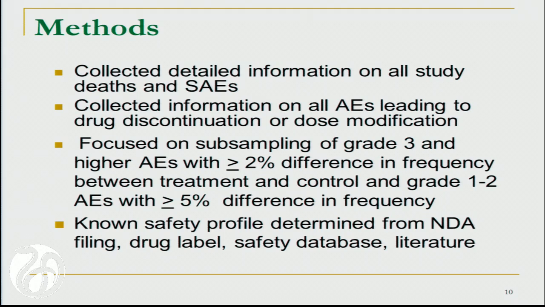subsampling grade 3 and higher AEs that had at least a 2% difference in frequency between the treatment and control arms in the study. And for grade 1 and 2 AEs, those that had at least a 5% difference in frequency between the treatment and control arms of the studies. And then we constructed, if you will, the context, which was the known safety profile of the particular drug that was determined from the original NDA filing, the drug label, the safety database available for the study, and the medical literature.